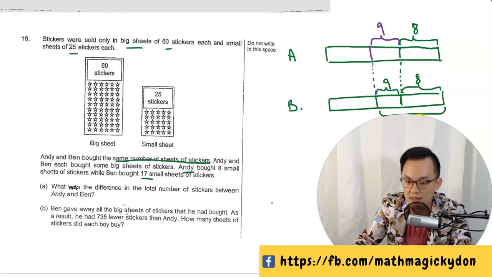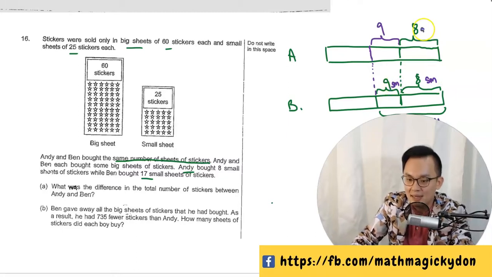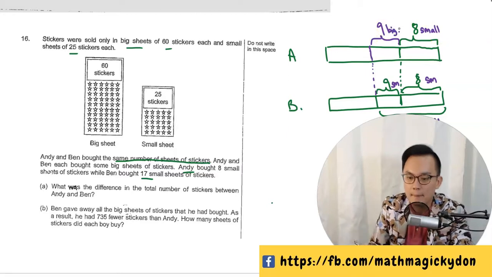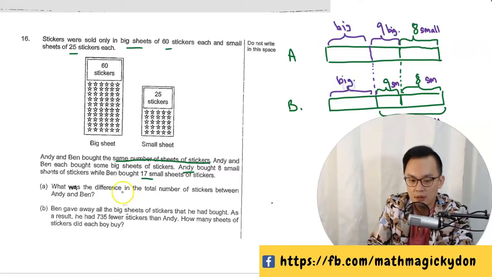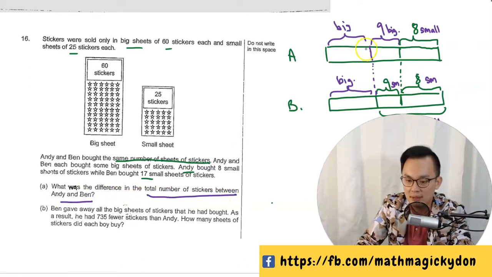And I need to know that this is 17 small, this is 8 small, and this is 9 small. This is 8 small, and this is 9 big. All right. So this part is actually the same. I don't know how many, but I know this is big, and I know that this is big. So the difference in the total number of stickers between Andy and Ben would be just this part. Do you understand?